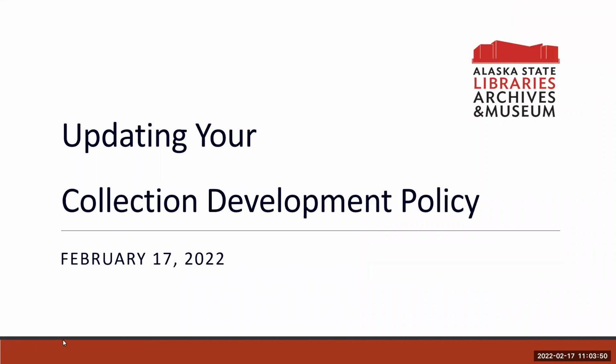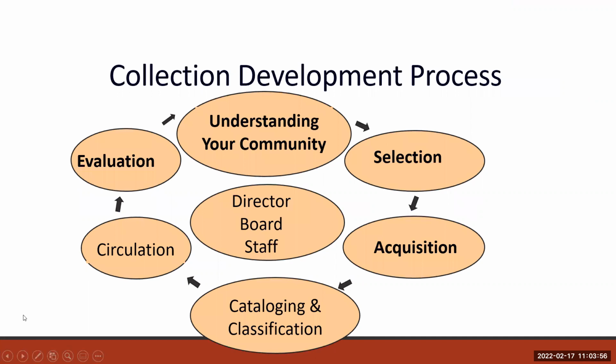All right. Excellent. Let's move on to the next slide here. So the collection development process, it's circular, it's continuous, and your collection development policy really should help guide your process. So the process begins hopefully with a good understanding of your community. So who does your library serve, and what exactly are their needs? Then moves on to selection, acquisition, cataloging, and classification, circulation, evaluation, and deselection, which is also known as weeding.